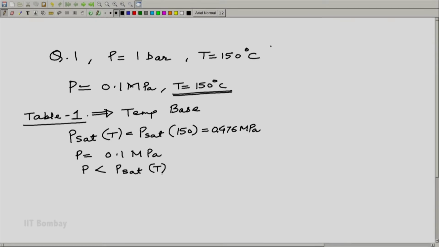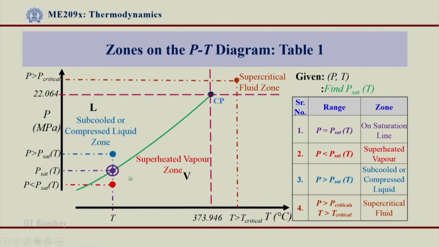Can we now go back to our PT graph and see how it compares? P is less than P sat T, in which zone are we? Here you can see that we are lying at serial number 2 where P is less than P sat T, this is the red dot. P sat value is 0.476 for the given condition at this point, which is P sat T at 150 degree centigrade. What we have is P is equal to 1 bar or 0.1 MPa, that means our P is less than P sat T, and therefore this condition of 0.1 MPa and 150 degree centigrade lies in the superheated vapor zone.